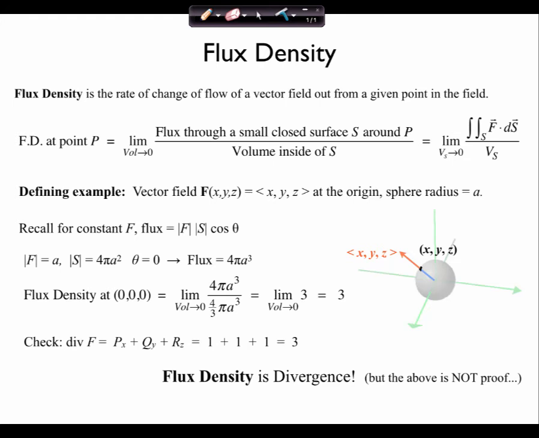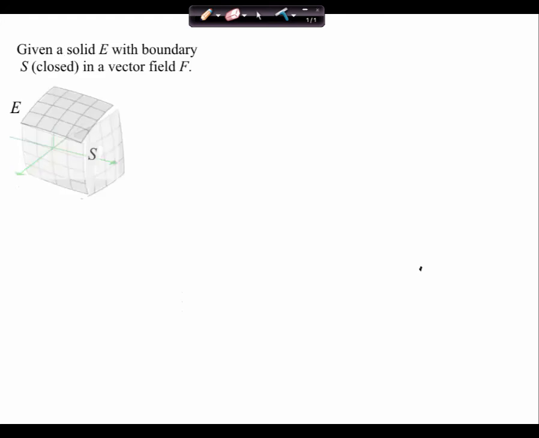Okay, well, this is taking us somewhere here. Given a solid E with a boundary S, this is a closed surface, in a vector field F. So I've got this solid E, and its shell is S, right? A closed surface. We've been dealing a lot with those.